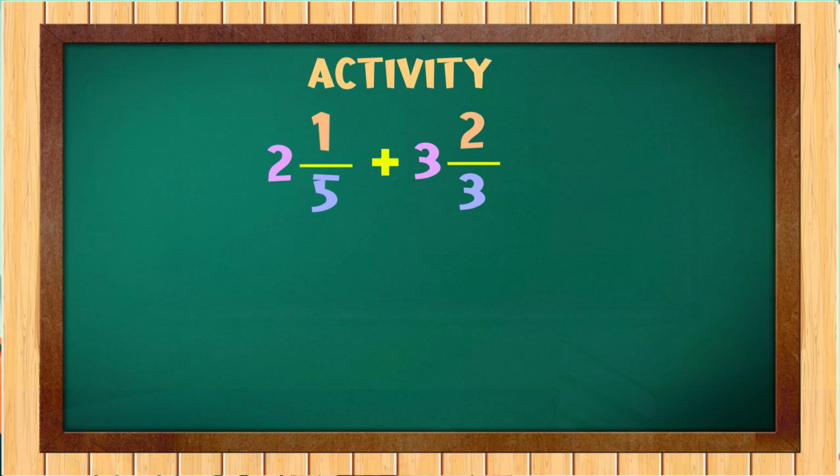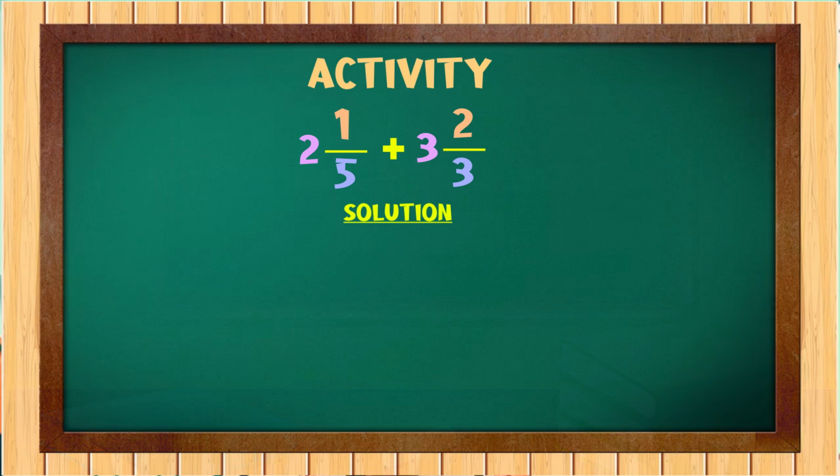Let's see what you have. 2 and 1/5 plus 3 and 2/3. Unlike denominators, so we have to find an LCM. What is the LCM of 5 and 3? Did you say 15? Well, that is correct. So let's go. We add our whole numbers.